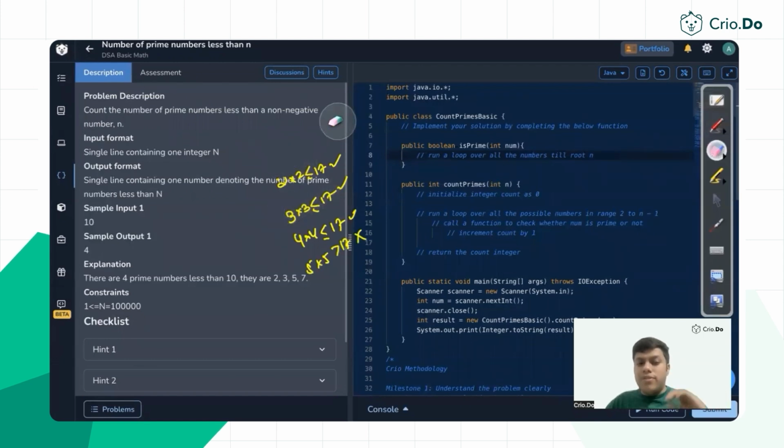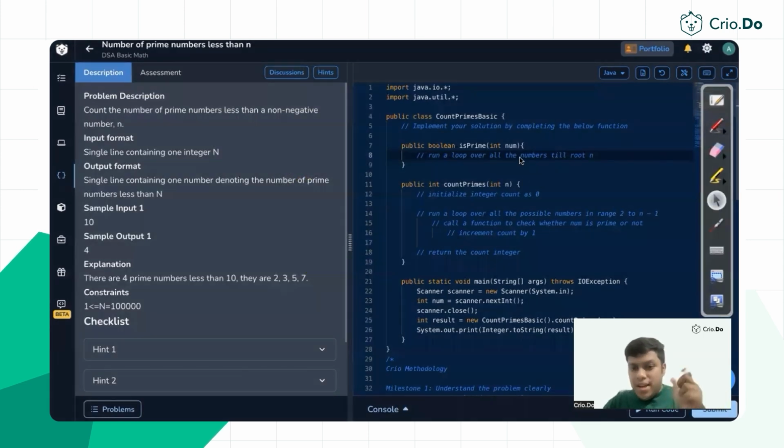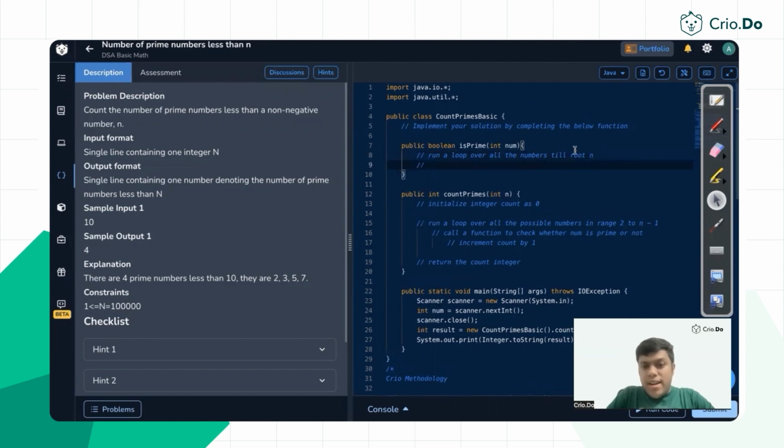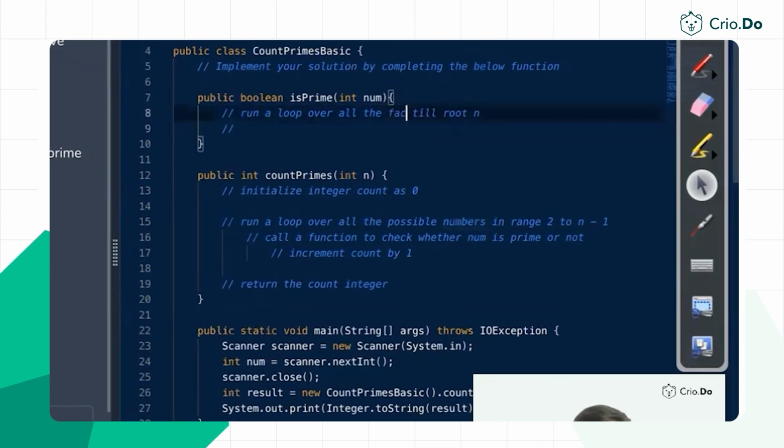So what do we have to do? We only have to run the loop till the current number which we are trying to divide, the factor, is less than the root. So run a loop over all the possible factors till root n, till only root n. And how can we run the loop till root n? We can say till factor into factor is less than or equal to the number itself, the number which we are trying to check whether it is prime or not. So till this point we have to run the loop.